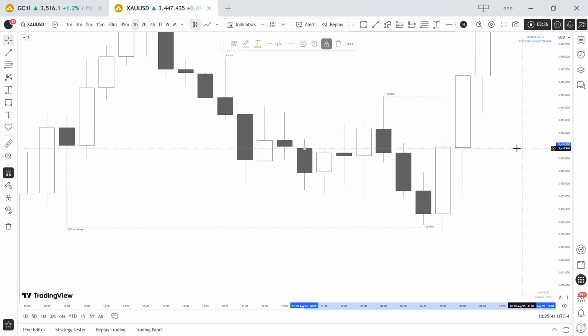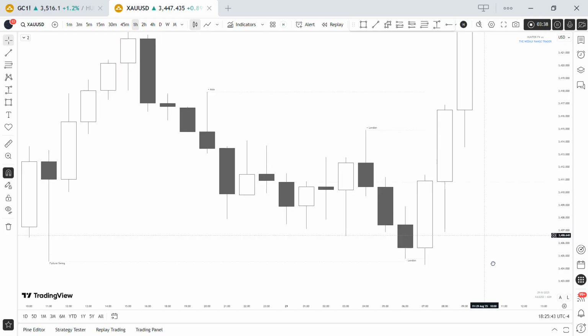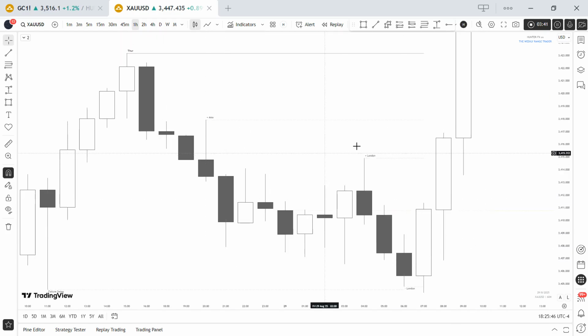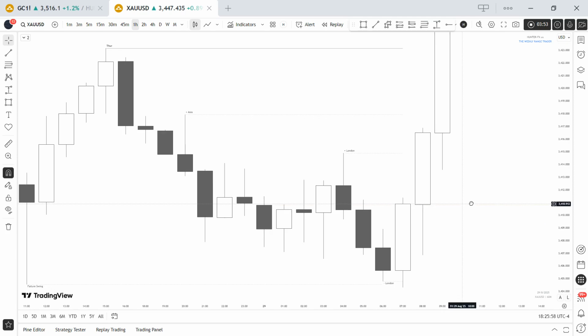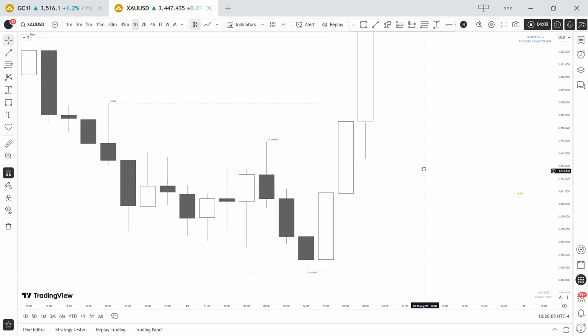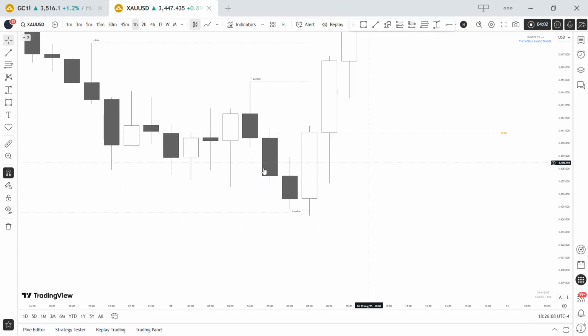Why would that happen? You see these failure swings, they act like a magnet in price. They attract price so much. You have to have a clear draw on liquidity. A clear draw is composed of failure swings. And you have a swing formation forming right here at the exact time. This is New York Open.